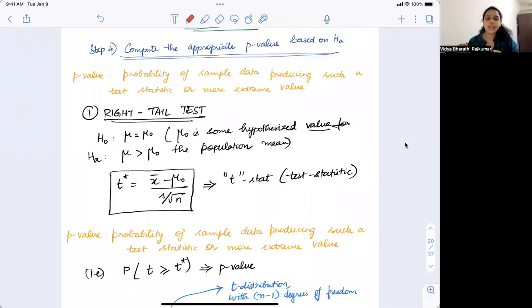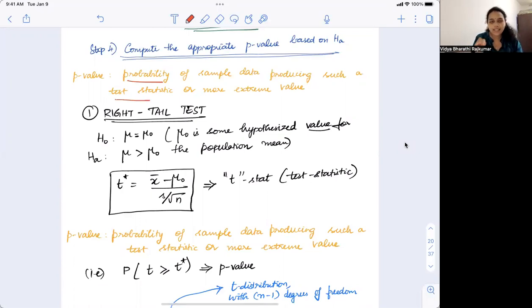Hello everyone. In this video, we learn of another approach to doing a hypothesis test. It's called the p-value approach, and it's very closely related to the rejection region approach. So what is a p-value? P-value is the probability of finding a number that is more extreme than the specific test statistic that you're getting.